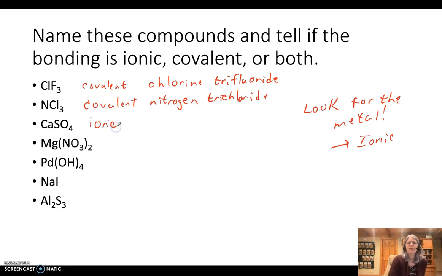All right, what's the counter ion? Well, we don't have just one atom that's a counter ion. We have this SO4. That's what's called a polyatomic ion. And so you need to make yourself familiar with those. This one's called sulfate. And so this compound then is called calcium sulfate.